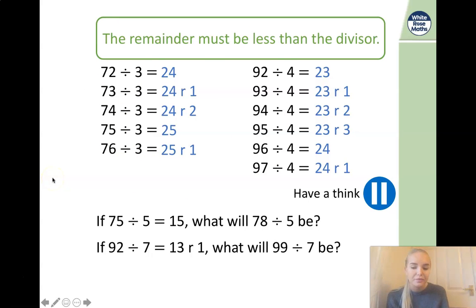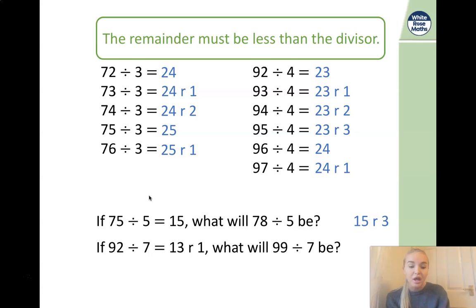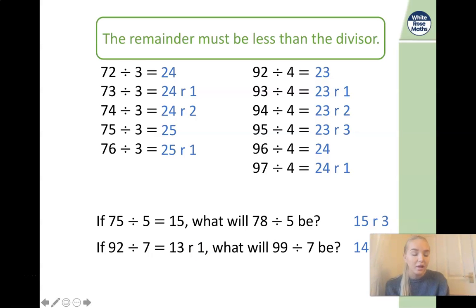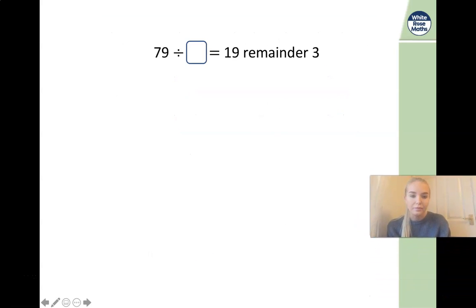Off you go. Okay, well if 78 is 3 more than 75, then we know that 3 is not enough to make a group because our divisor is 5. So the answer to the first one would be 15 remainder 3. In the second option, 99 is 7 more than 92. And we know that we can make a group because our divisor is 7. But we can't get rid of the remainder. So 99 divided by 7 would be 14 remainder 1.